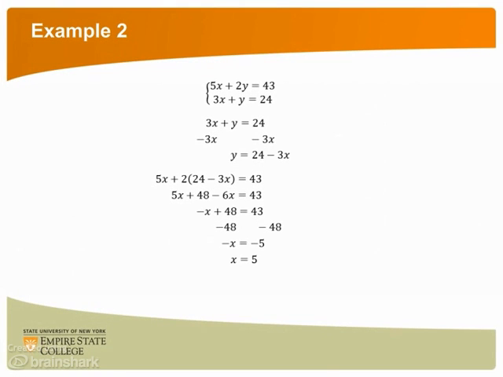Now we can find y. Since we had already solved one equation for y, we will use that form to find the value for y. Plugging in, we have y equals 24 minus 3 times 5. Doing that out, we get y equals 9. Again, we would want to check our values for x and y in the other equation. 5 times 5 is 25, and 2 times 9 is 18. 25 plus 18 is 43, so our answer checks out.